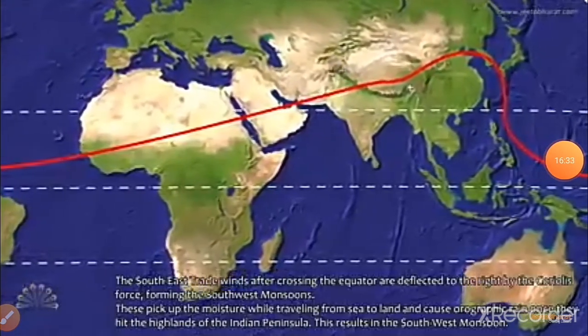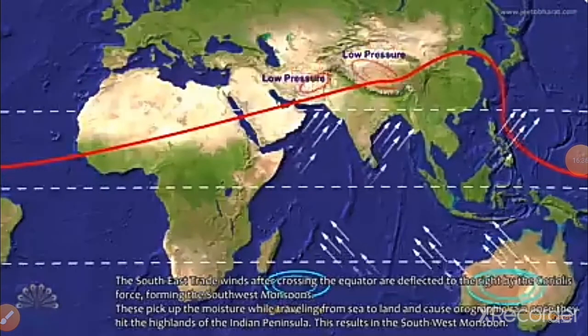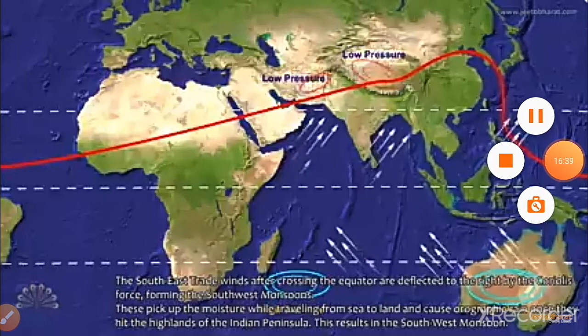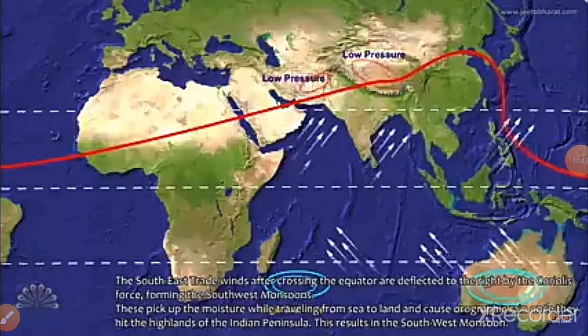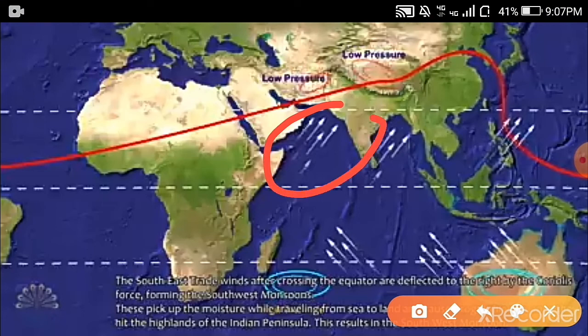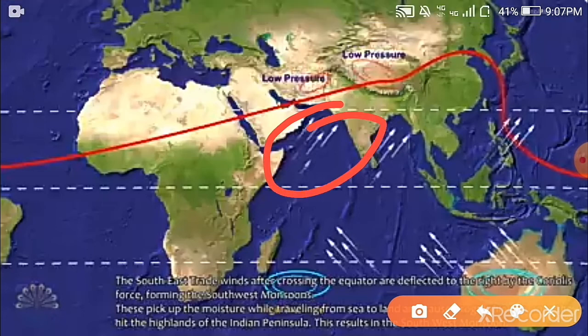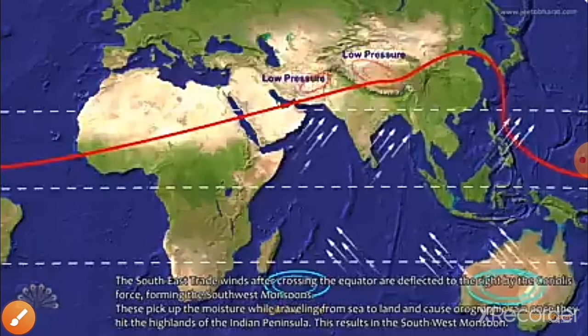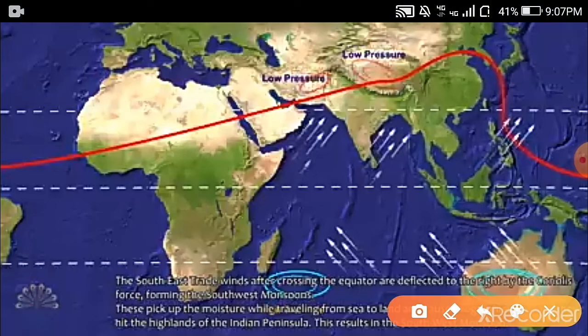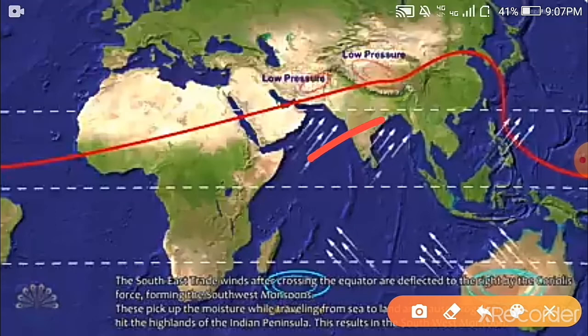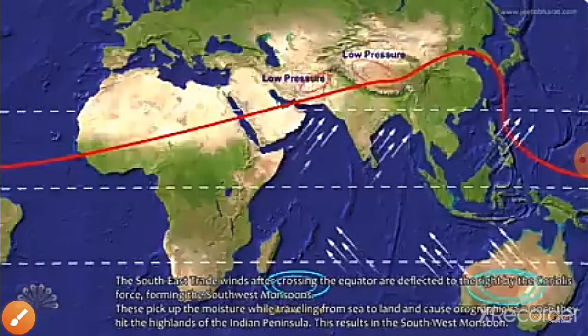The southeast trade winds, after crossing the equator, are deflected to the right by the Coriolis force, forming the southwest monsoon. So here it is deflected to the right. These pick up the moisture while traveling from sea to land and cause orographic rainfall. They hit the highlands of the Indian peninsula. This results in the southwest monsoon. So here it hits the peninsular region.